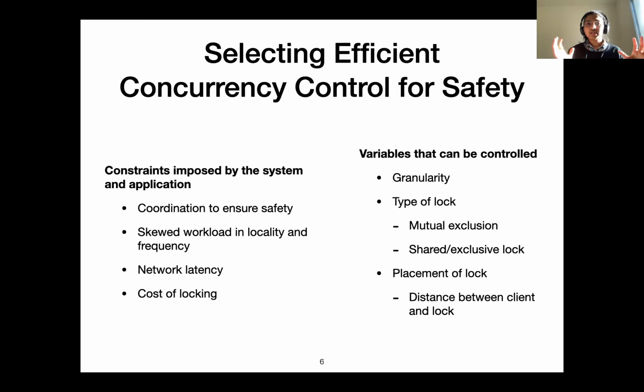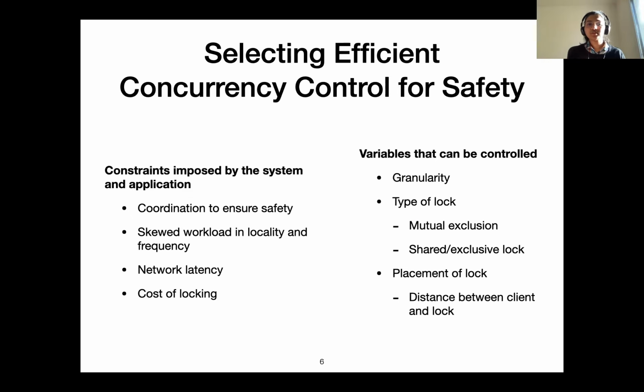So if you think about selecting efficient concurrency control when we have safety in mind, on one hand, we have a set of constraints imposed on us by the application and the system on top of which the application is running. On the other hand, we have some parameters for a distributed lock that we can manipulate such that we obtain the optimal performance under the set constraints.